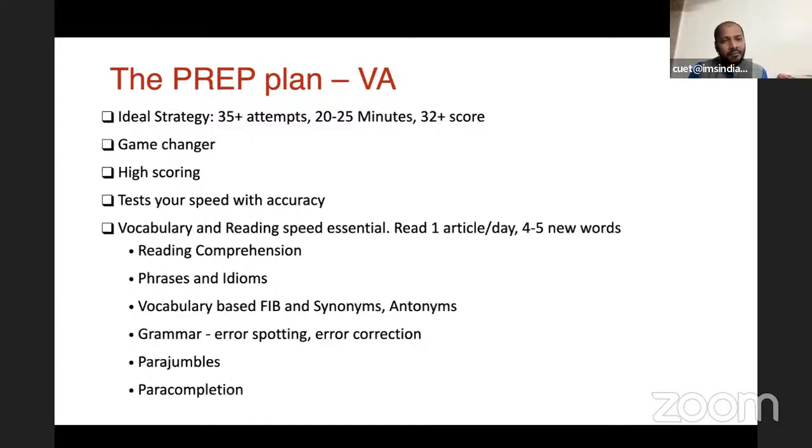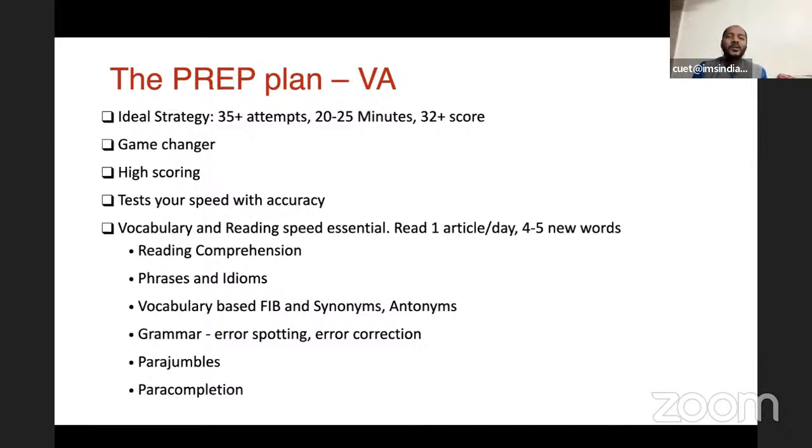Okay, so therefore your aim should be that you excel in VA and be very choosy in the QA and LR sections, because in the LR and QA sections you have the option of leaving questions which are lengthy.